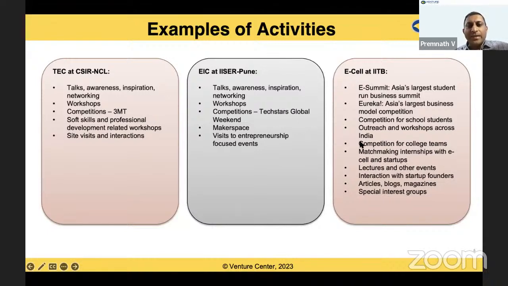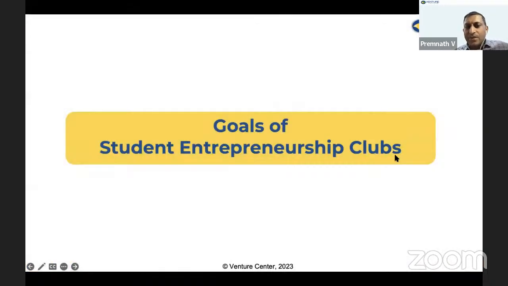So you can do things at different scales. You can do things with different focus areas and different objectives. So let's continue further and think about what the goals of such student entrepreneurship clubs could be, right?